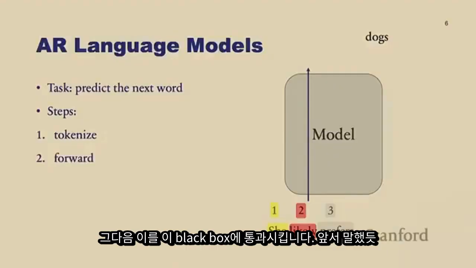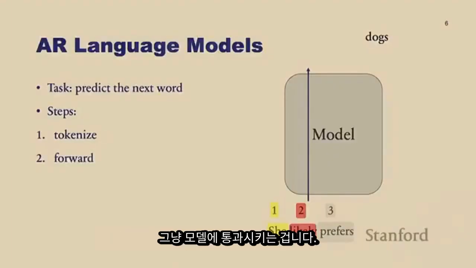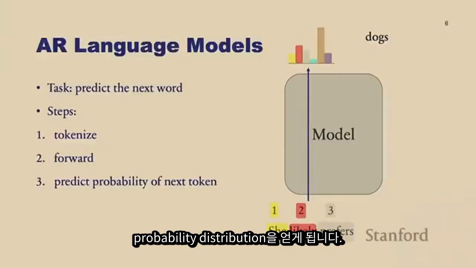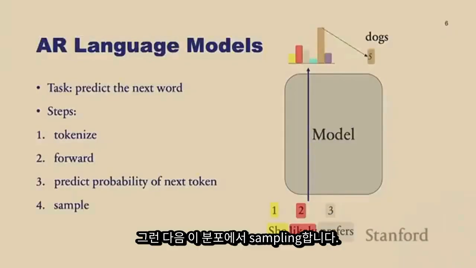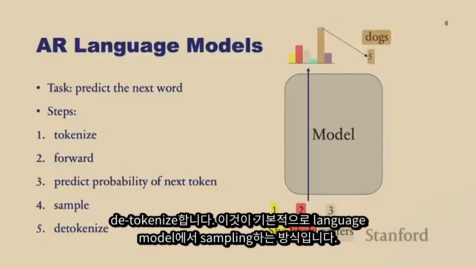Then you pass it through this black box. As I already said, we're not going to talk about the architecture. You just pass it through a model, and you then get a probability distribution over the next word or over the next token. Then you sample from this distribution, you get a new token, and then you detokenize. So you get a new ID, you then detokenize, and that's how you sample from a language model.